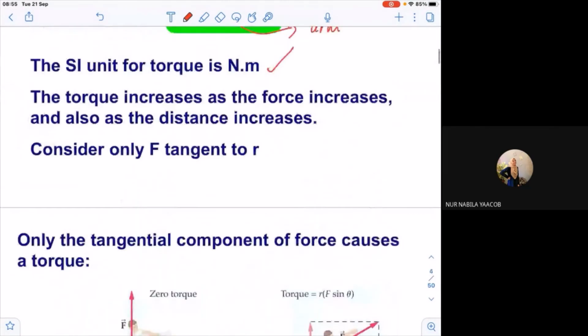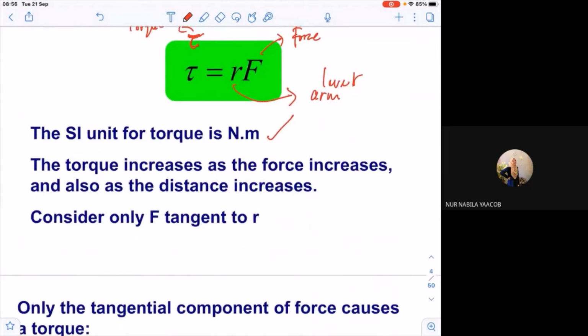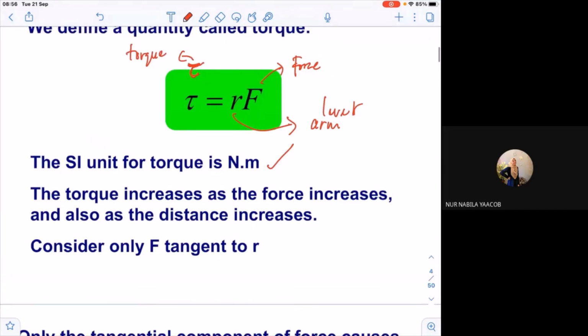Because when you look, the torque increases as the force increases, and also as the distance increases.